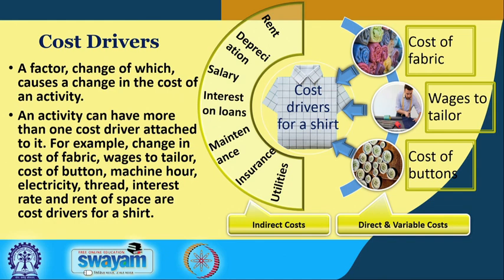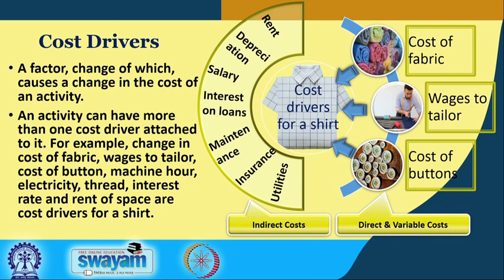So, continuing in the same example, suppose you are manufacturing shirts; yours is a business of ready-made garment manufacturing and selling. A factor that causes a change in the cost of an activity is a cost driver, as we have defined, and an activity can have more than one cost driver. Like, say, for a shirt the fabric is a cost driver, because if the shirt is longer or if you are manufacturing two shirts, the cost is increasing, or the quality of the fabric will determine the cost of the shirt. So, that is a cost driver.